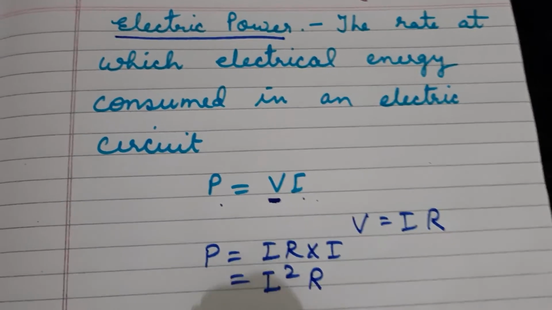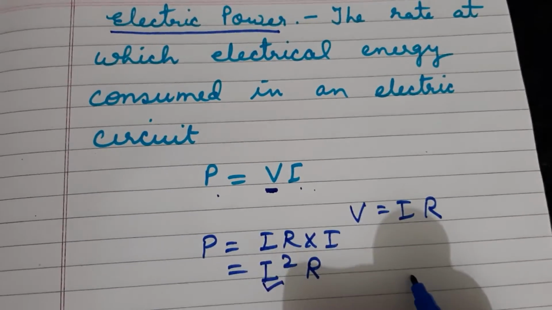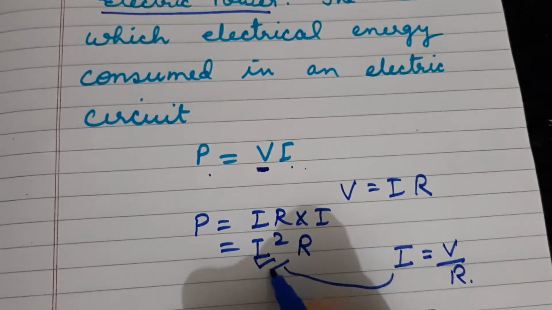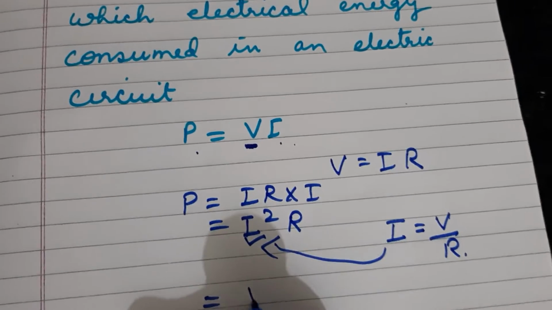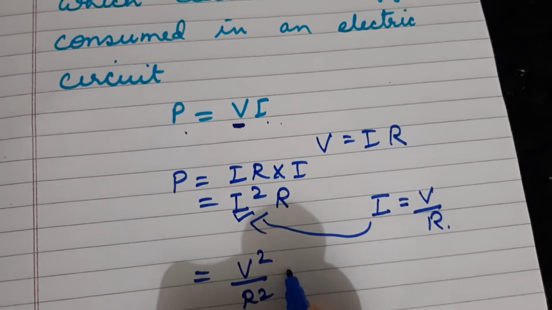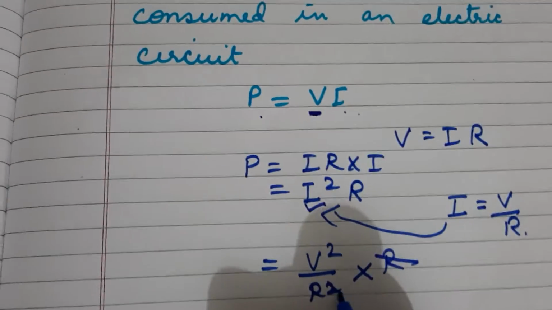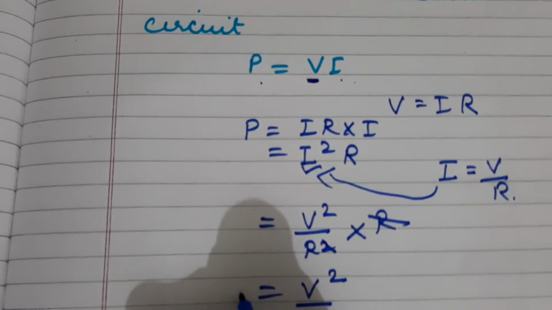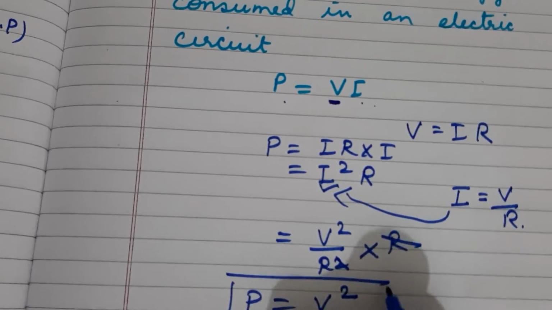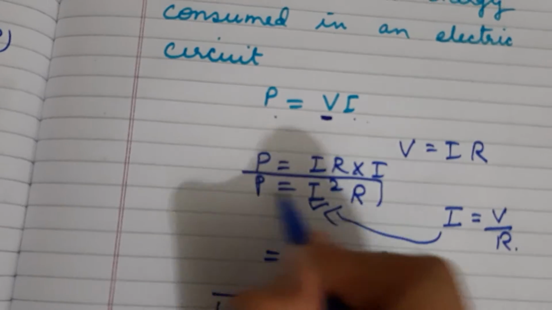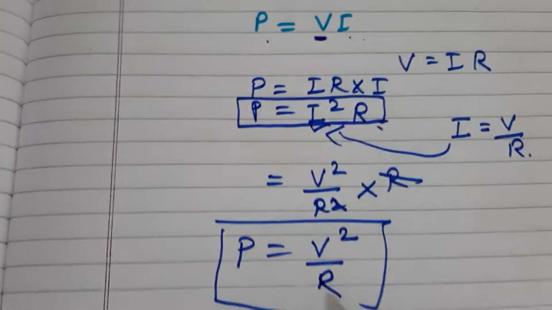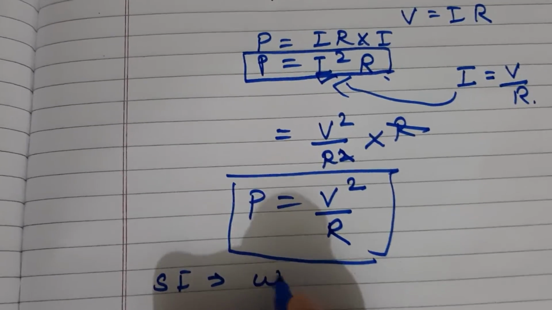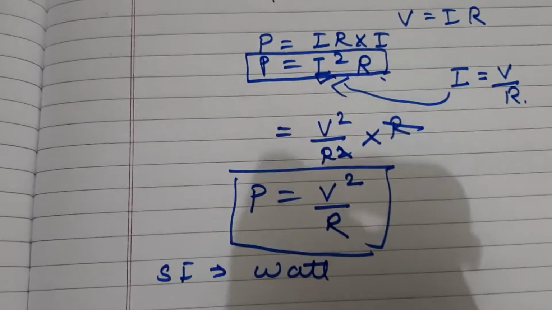Or, in place of I, again using Ohm's law, I = V upon R, by substituting this value we write V squared upon R squared into R. So we get one more formula, V squared upon R. That is again a formula of power. Students, we will use these formulas during different numericals according to what is given. Now, the SI unit of power is the watt.